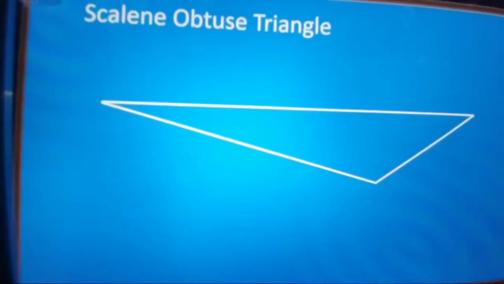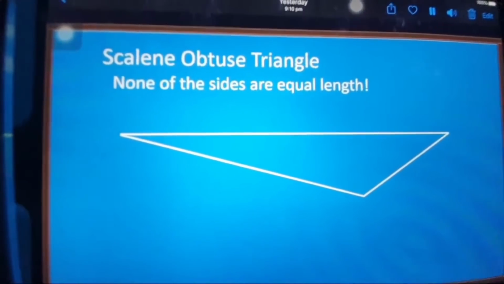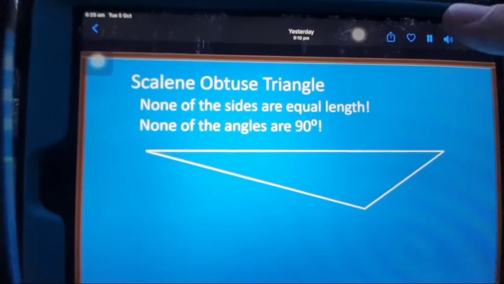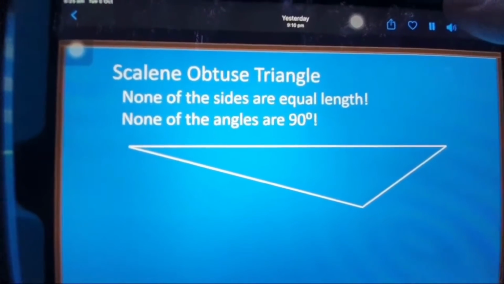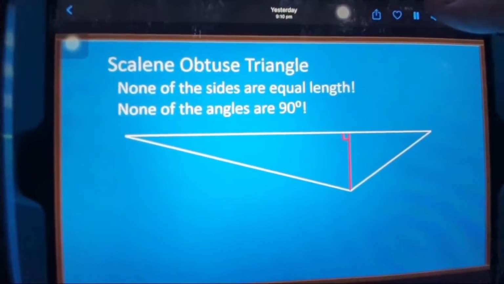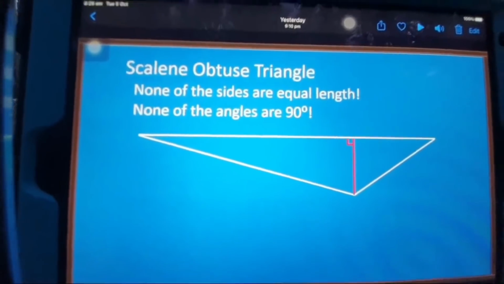This is what we call a scalene obtuse triangle. It's a triangle where none of the sides are equal length and none of the angles are 90 degrees. And this one is obtuse because one of the angles is clearly greater than 90 degrees. Now we can always take one of these triangles and make two right triangles out of it. Oh, there's the right angle triangle. Had to put it in there. Had to put the dirty little secret in there.